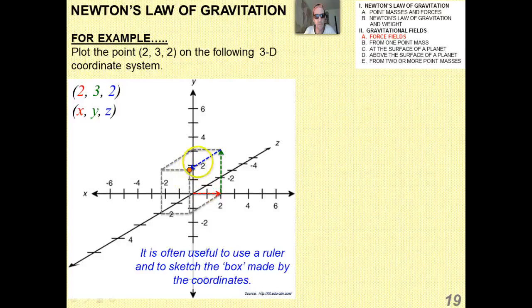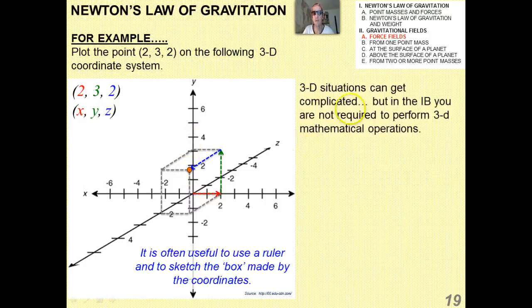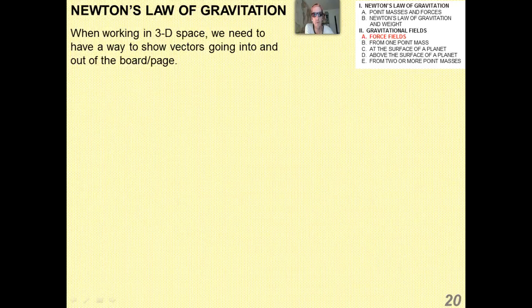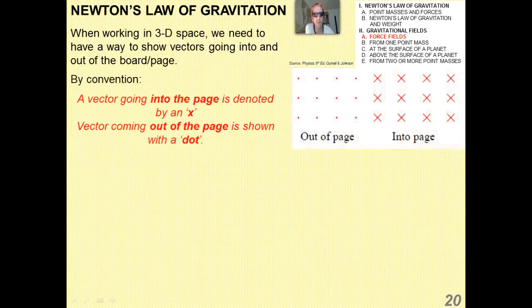Now, often it's useful to sketch a 3-dimensional box where the origin is at one corner and the point in question is at the opposite end of that box. It can get complicated in 3D. You're not required to perform 3-dimensional mathematical operations, but it's going to get a lot more complicated when we study electricity and magnetism. 3-dimensional ability is going to be crucial for your understanding of that topic. Again, complicated. So when working in 3D space, we need a way to show vectors going into and out of the board or the page. By convention, a vector going into the page or into the board is denoted by an x.